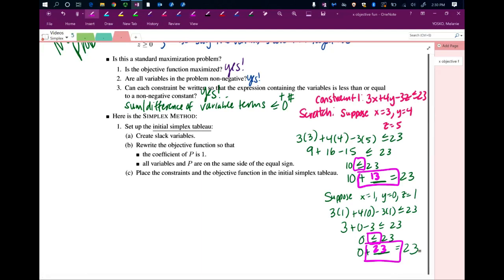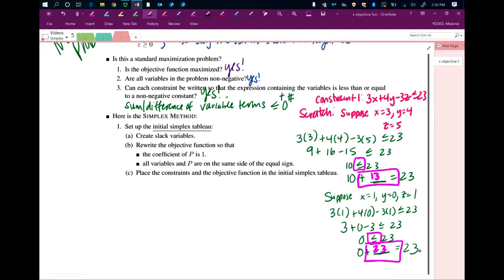Well, it says introduce slack variables. Variables vary, right? They're able to vary. It's a number I plug in that can change. So if I pick different values of x's and y's, I just showed you two cases here, that's going to change what number I have to put here to pick up the slack. So we're going to write that as a slack variable.